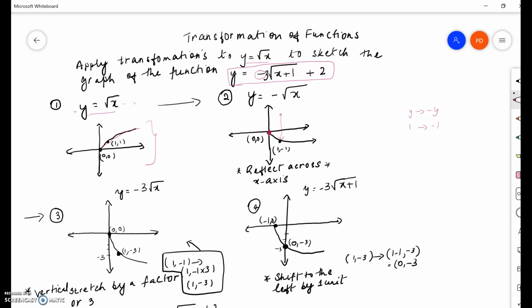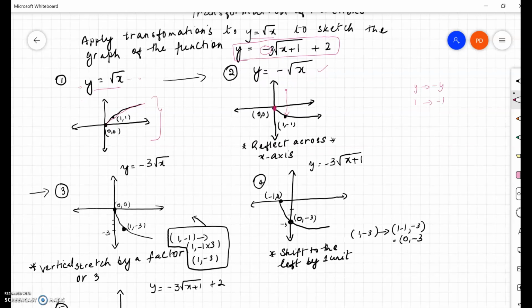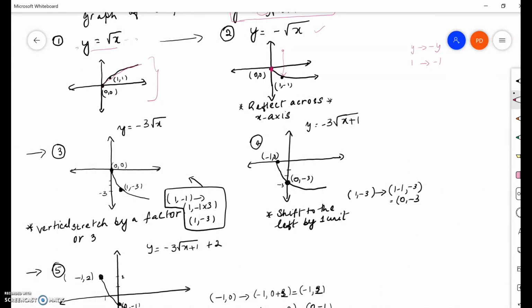The shape doesn't change. Now it gets reflected across the x-axis and the new graph passes through 0, 0 and 1, -1. So that's the graph of y equals negative radical x. So our first transformation is reflecting across the x-axis.